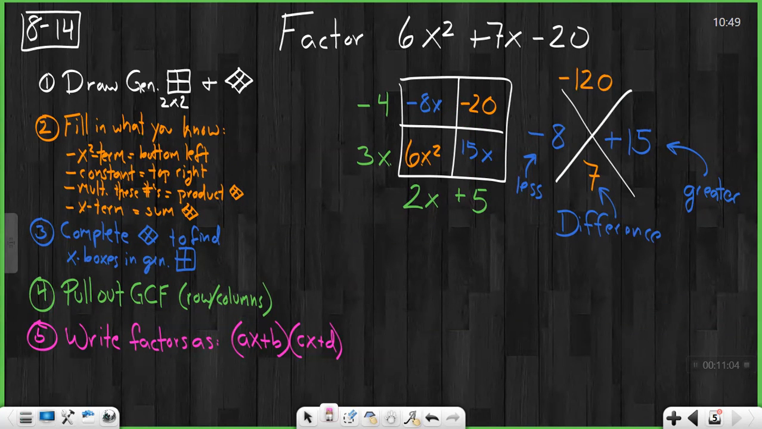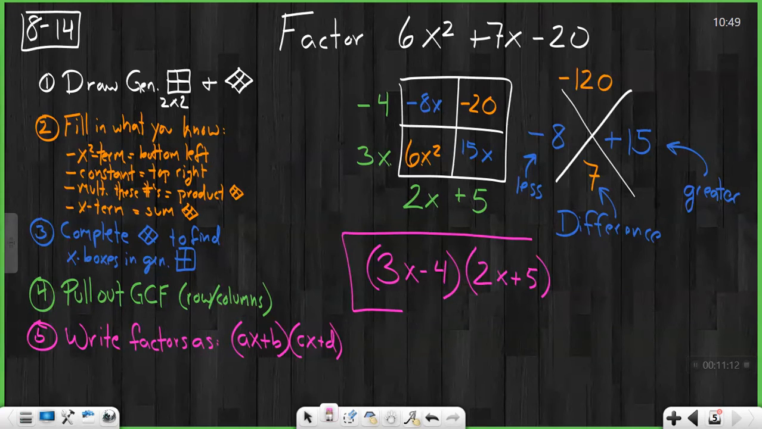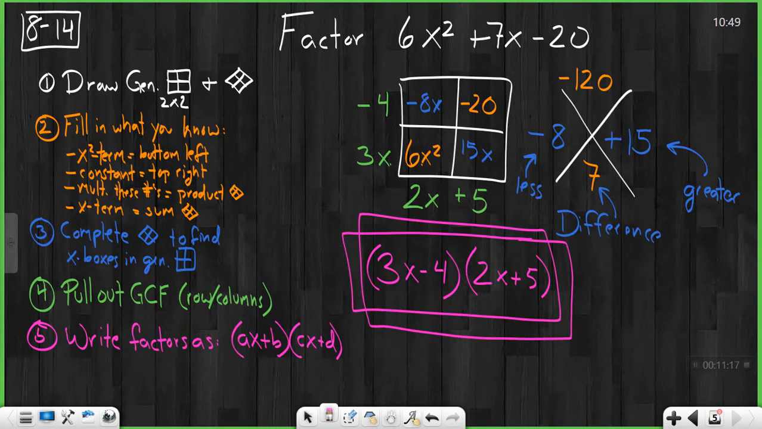Now the last part, just go ahead and write your answer. Just take your sides, 3x minus 4 and your base, 2x plus 5. Write them as two groups. Make sure those groups are next to each other. It would not be correct if they were not next to each other.